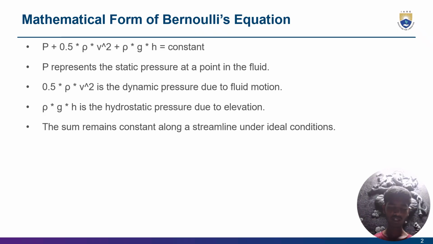Mathematical form of Bernoulli's equation: P plus 0.5 rho v squared plus rho g h equals a constant, where P represents the static pressure at a point in the fluid. 0.5 rho v squared is the dynamic pressure due to the fluid motion. Rho g h is the hydrostatic pressure due to elevation. The sum remains constant along a streamline under ideal conditions.